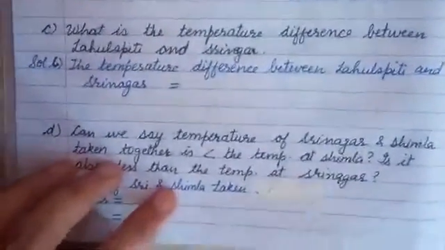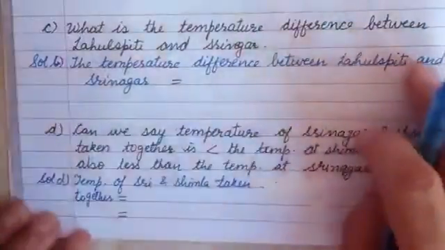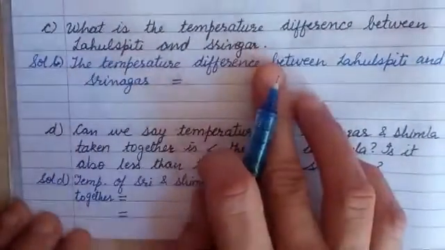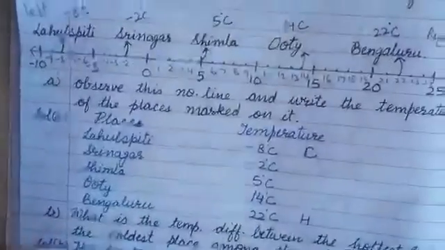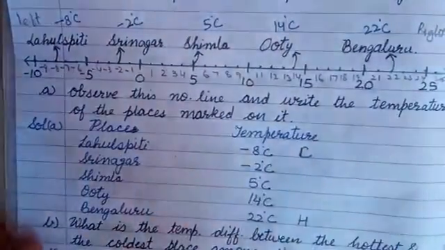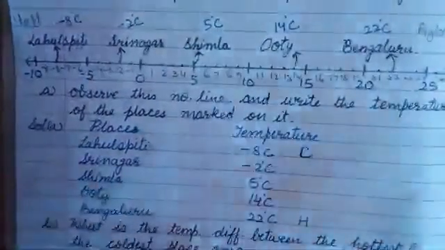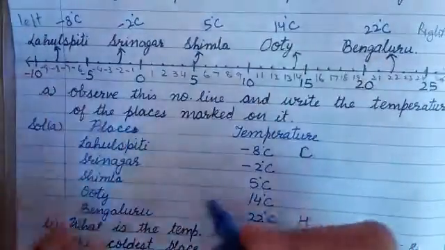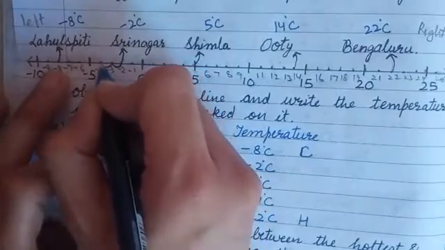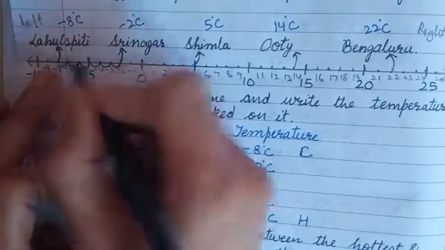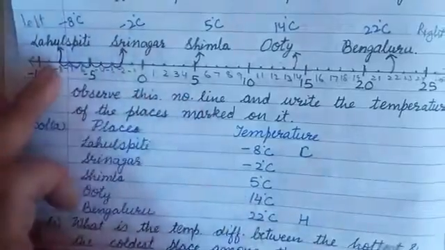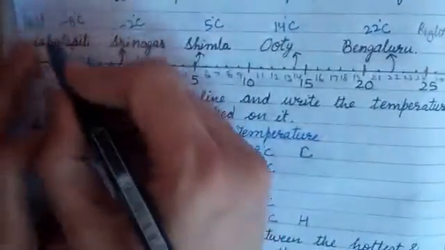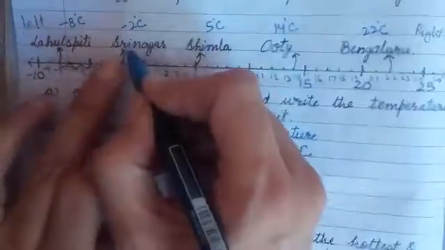Now let us do part C. What is the temperature difference between Lahul Spiti and Srinagar? Whenever difference is given, we usually do bigger number minus smaller number. Here on the number line also we can see the difference between Lahul Spiti and Srinagar: 1, 2, 3, 4, 5, 6. 6 degree temperature difference is there. Left side is Lahul Spiti. Lahul Spiti is colder than Srinagar. Srinagar is on the right. It is a hotter place than Lahul Spiti.